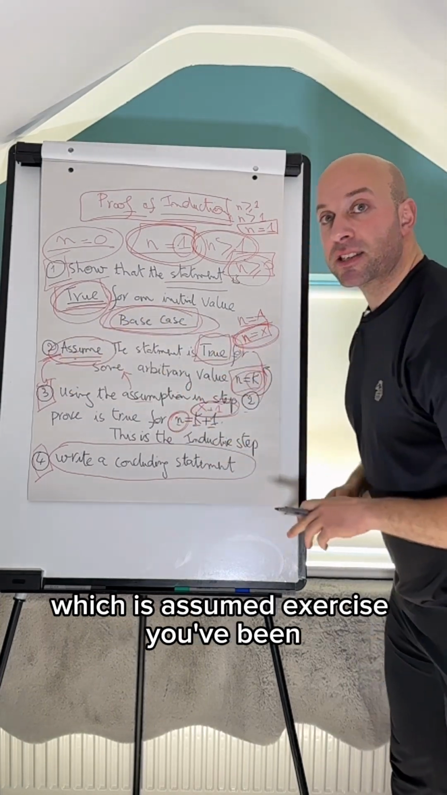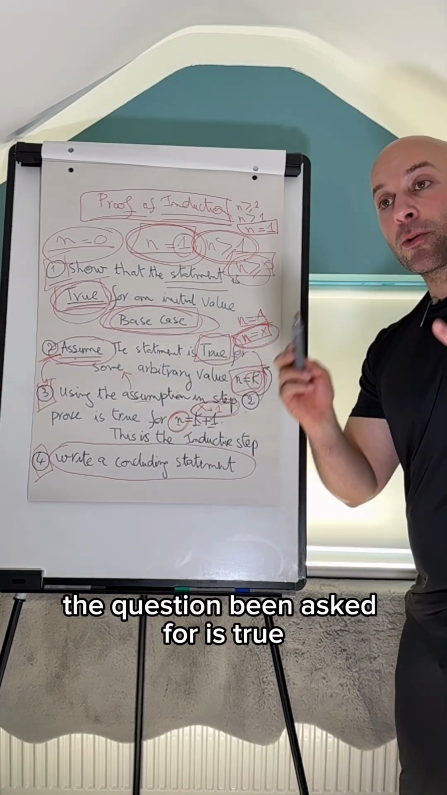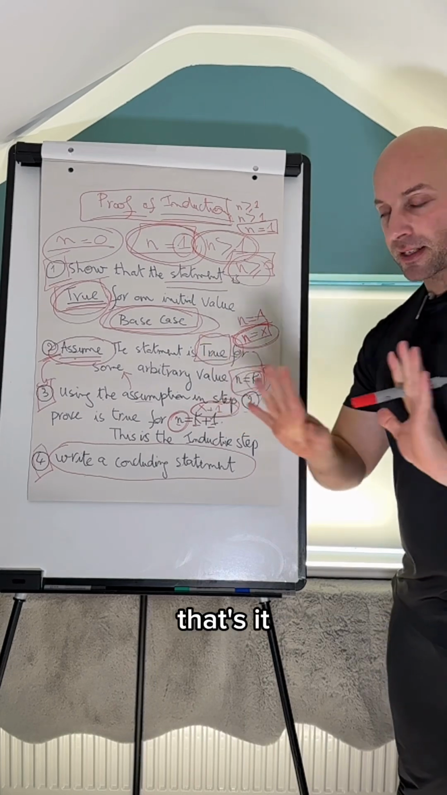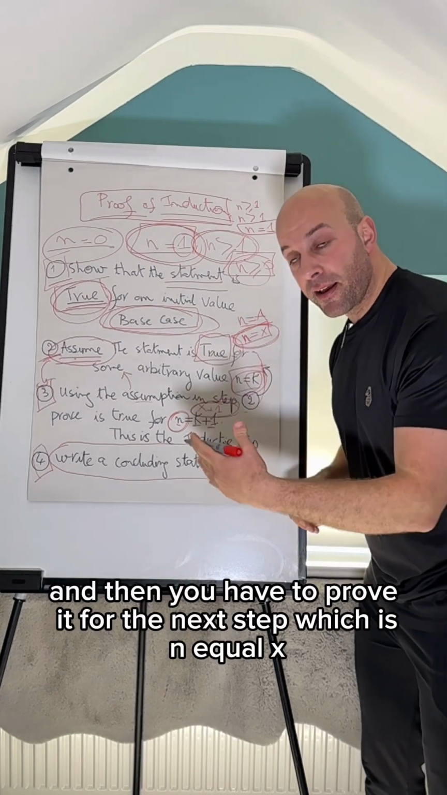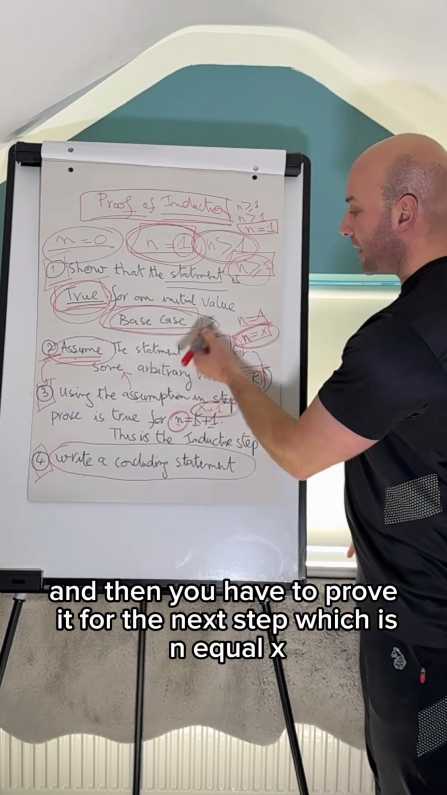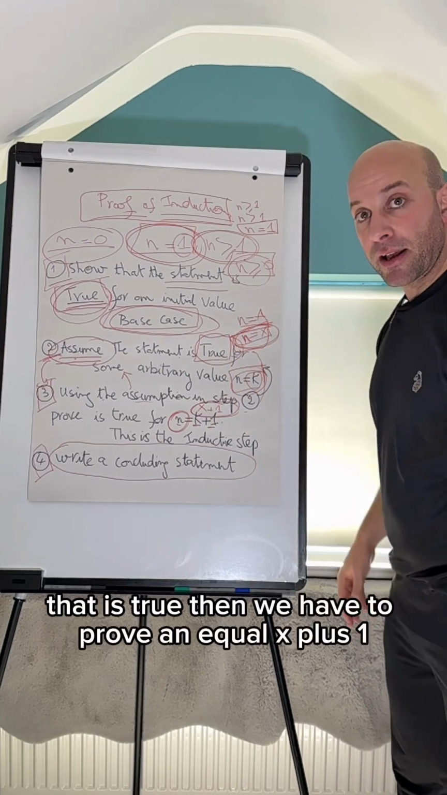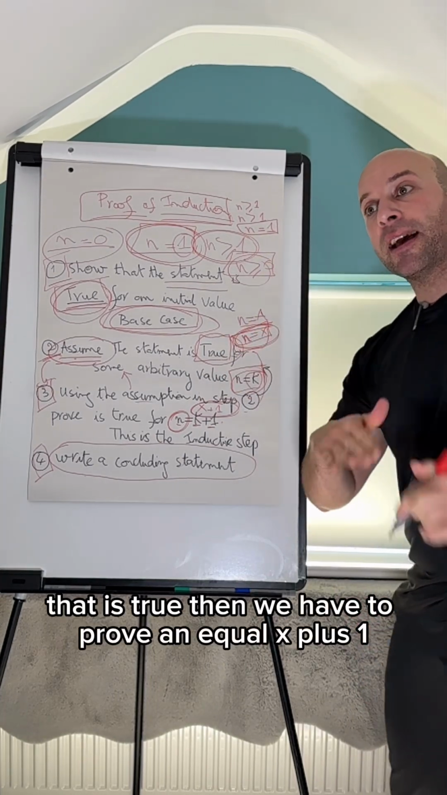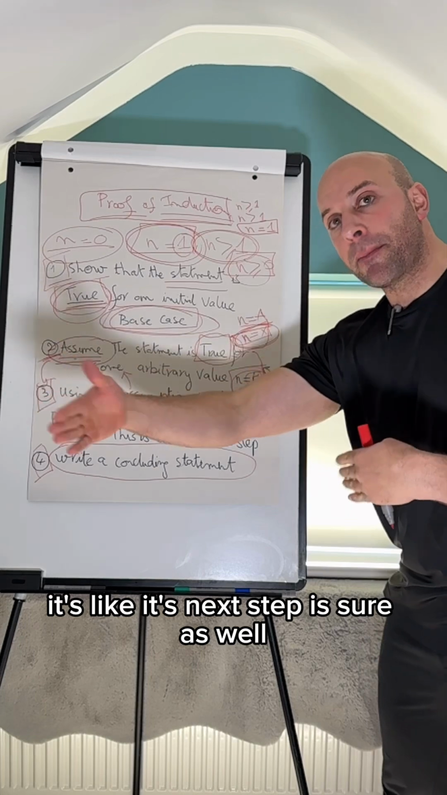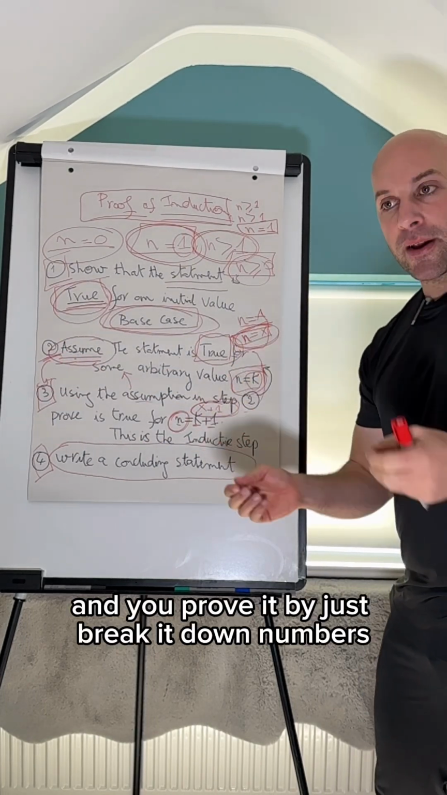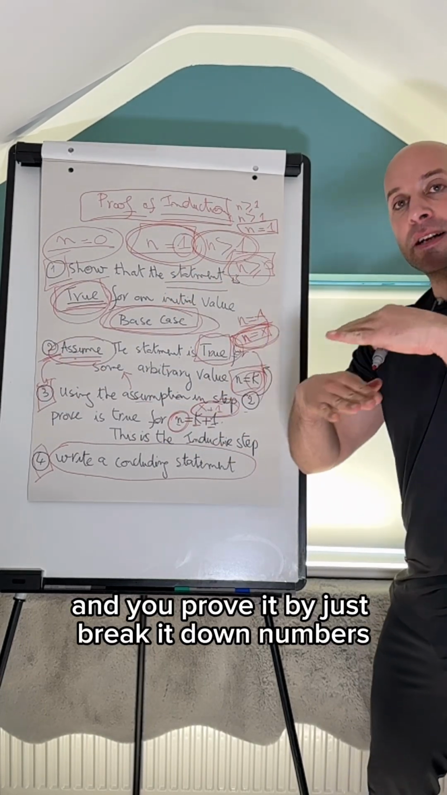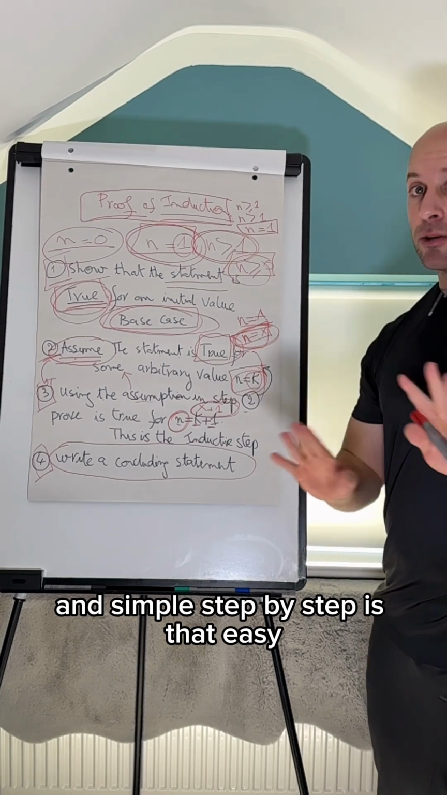Second step, which is assume the question being asked is true. That's it. And then you have to prove it for the next step: if n equals x is true, then we have to prove n equals x plus 1. It's like the next step is true as well, and you prove it by just breaking down numbers and symbols step by step. Is that easy? You don't have to worry about it.